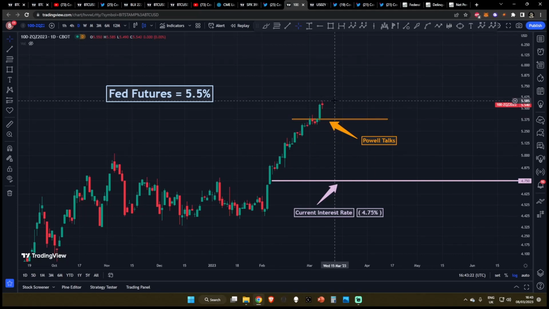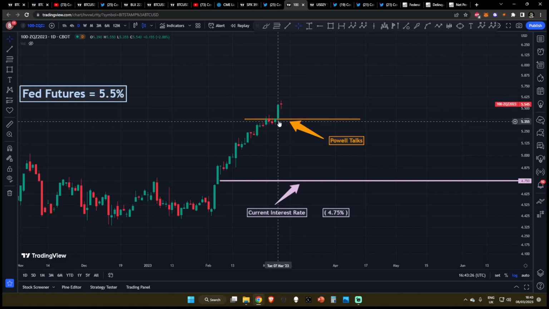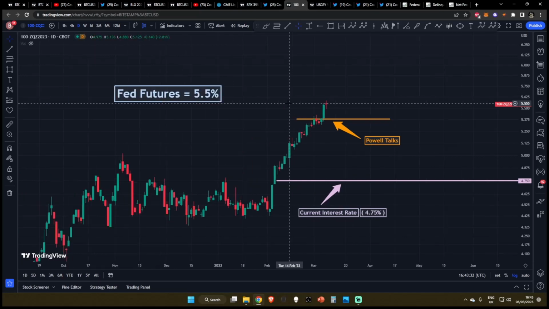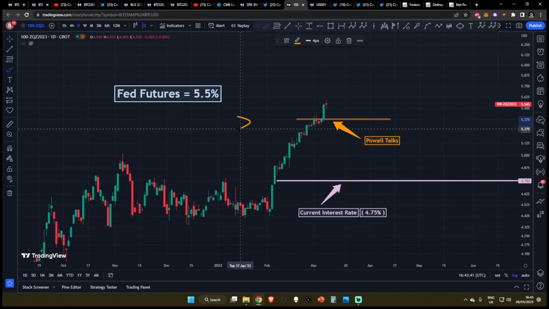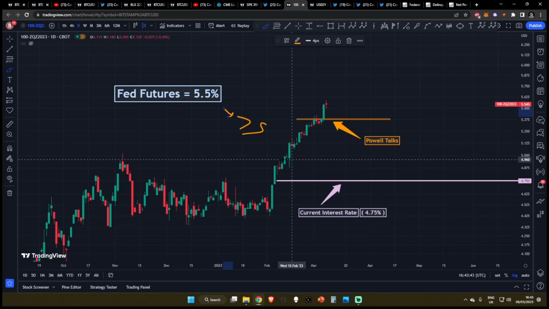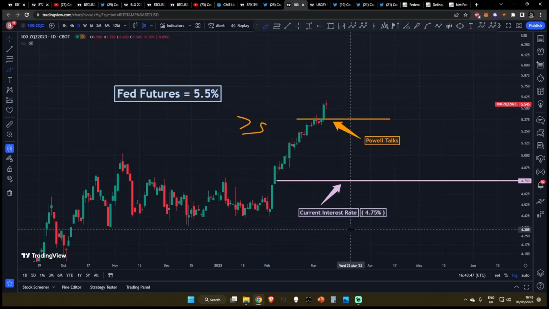5.54%. Today they came up to 5.85%, and I've marked over here, you can see yesterday Powell started speaking and we absolutely started zooming up. Now interest rate hikes are much more anticipated by the markets. Bear in mind, the current interest rate is down here at 4.75%, so we're a whole 75 basis points away from the Fed futures rate down to the current interest rate. So it looks like a lot more rate hikes will be coming.